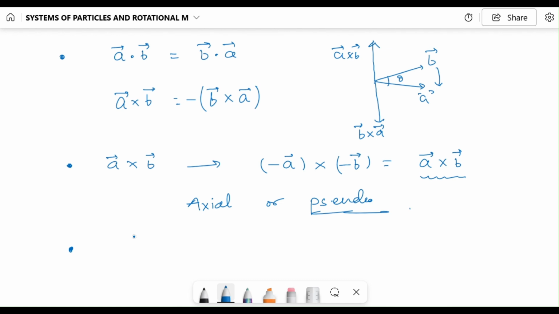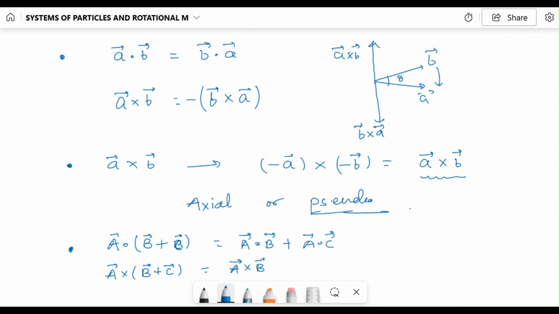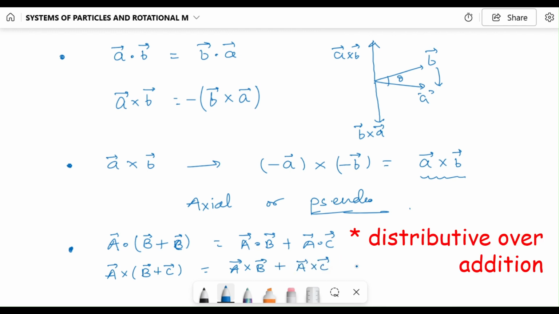Now, what about distributive property? We know A dot (B plus C) we can write as A dot B plus A dot C. And in case of cross product, it holds the same way. So A cross (B plus C) is A cross B plus A cross C. That is, cross product is distributive over addition. So this is one thing.